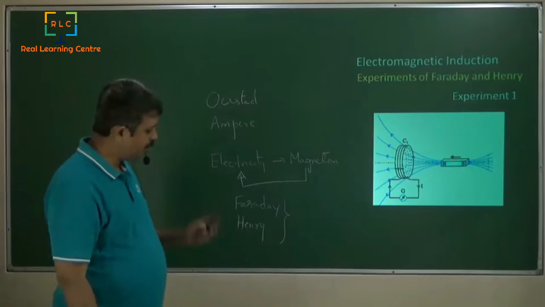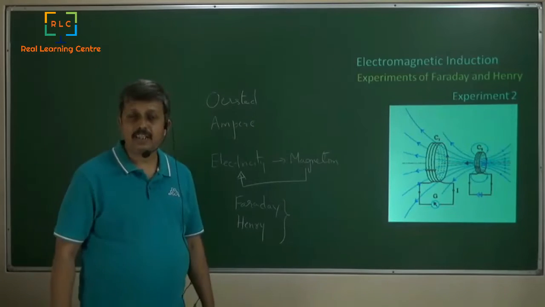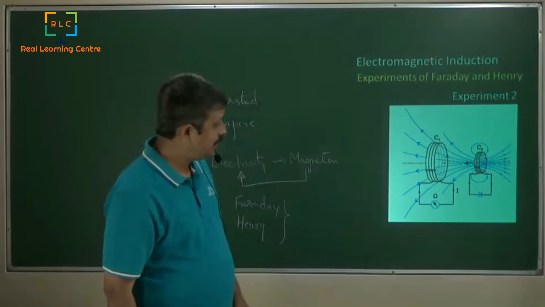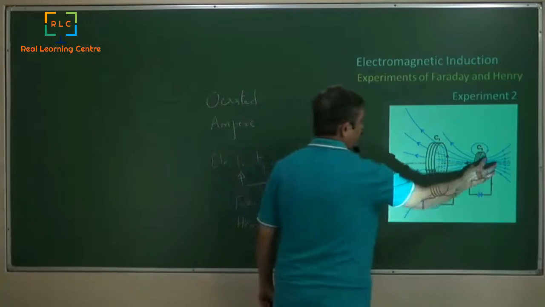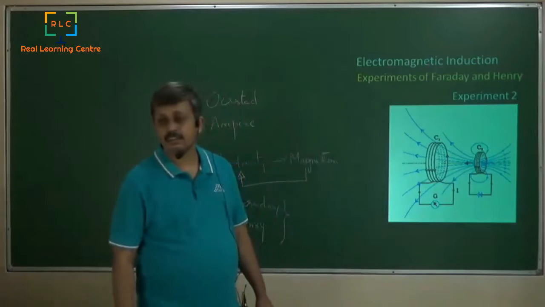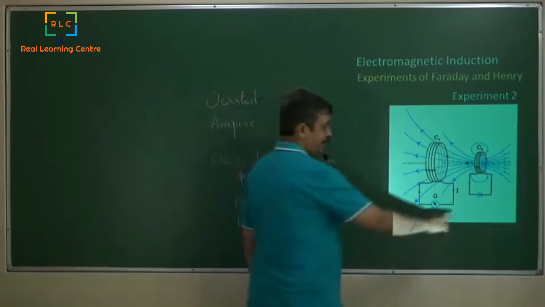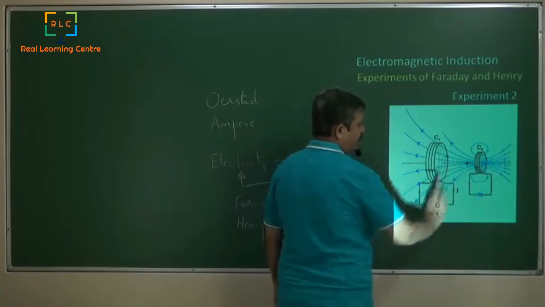Let's look at the second experiment. In the second experiment, they replaced this magnet with a coil connected to a battery. Okay, there is a battery and there is a coil here.